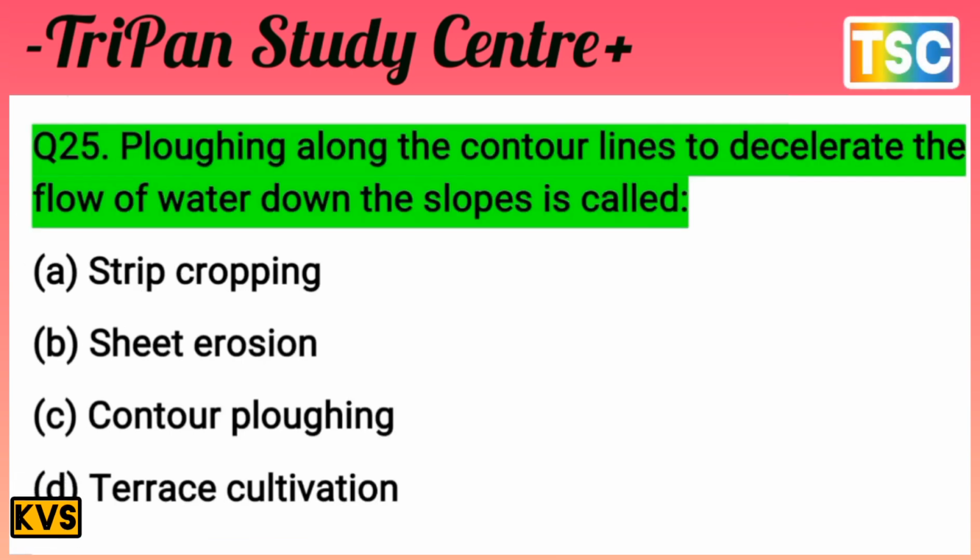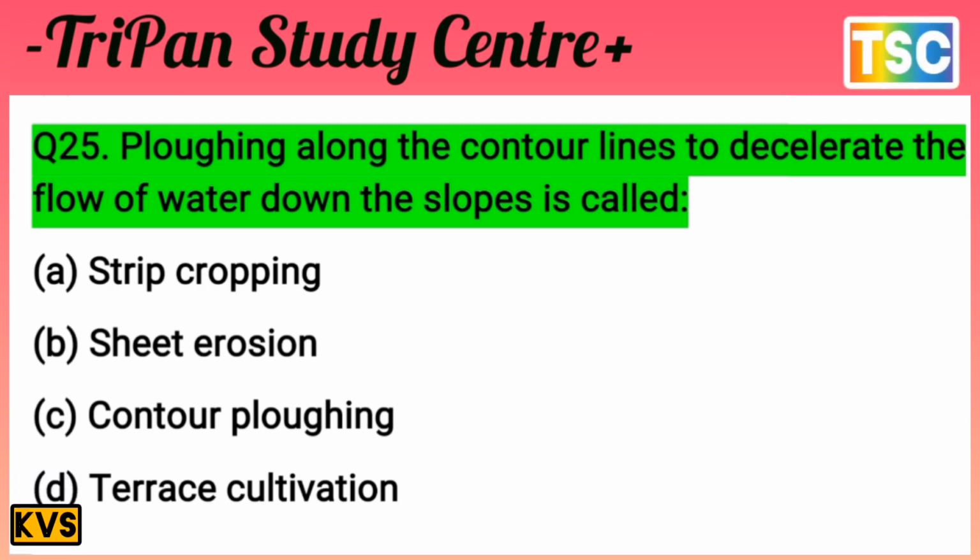The question here: ploughing along the contour lines, which delays the flow of water down the slope, is called. The question is very interesting. The options are also important: strip cropping, sheet erosion, contour ploughing and terrace cultivation. The answer is very easy. First of all, test your knowledge. I give you a few seconds.